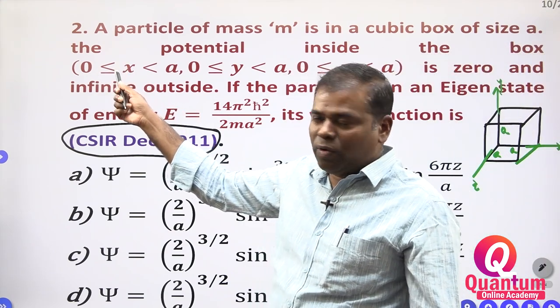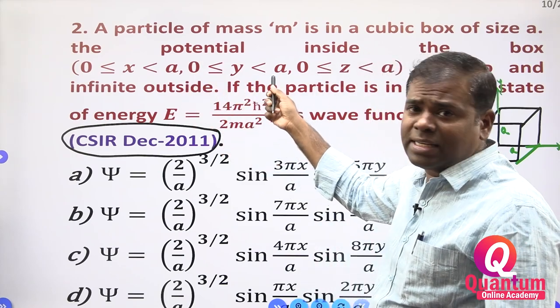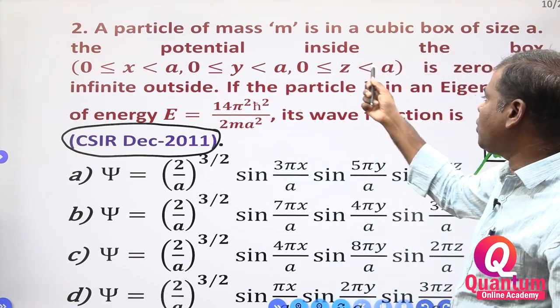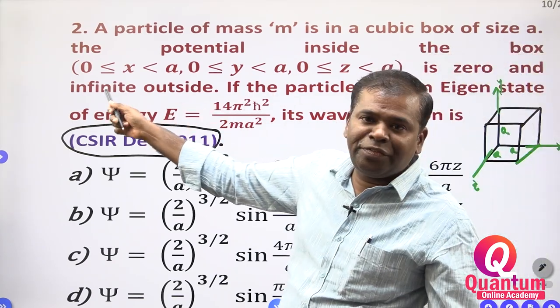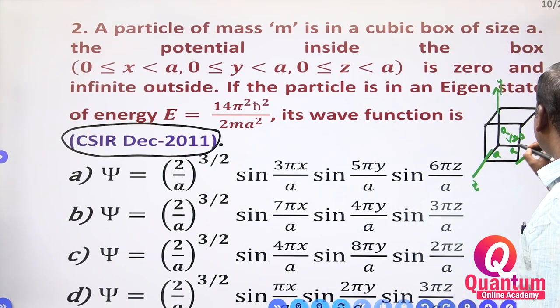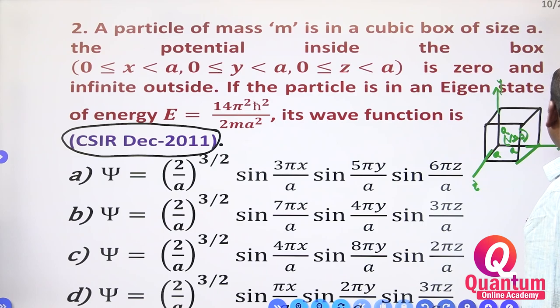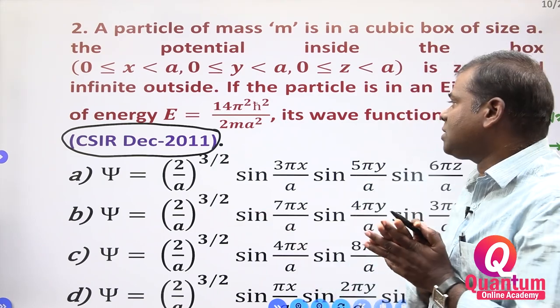0 is less than or equal to x is less than a, 0 is less than or equal to y is less than a, 0 is less than or equal to z is less than a, the potential is equal to 0. And outside, the potential is infinite. Within this, the potential is equal to 0. Outside, the potential is equal to infinite. Right? This is a cubical box.